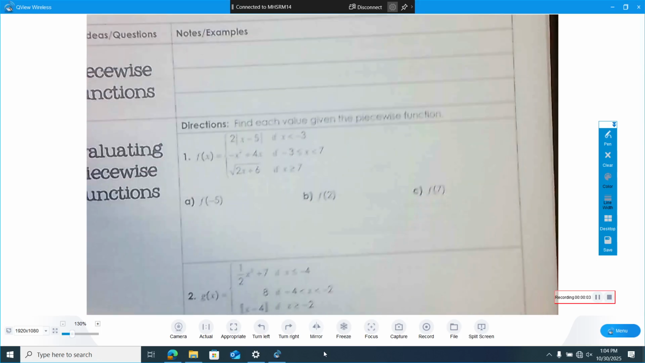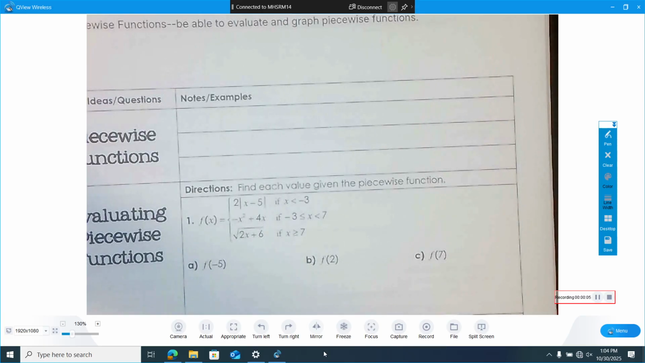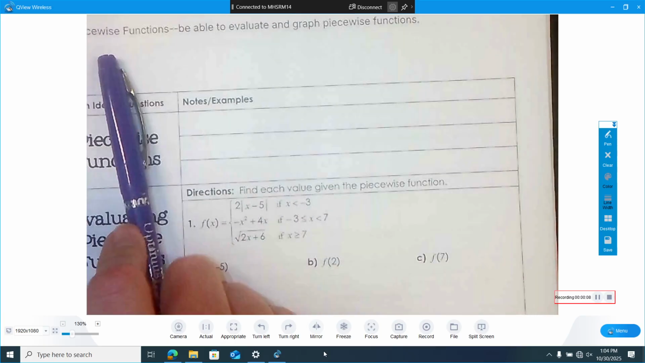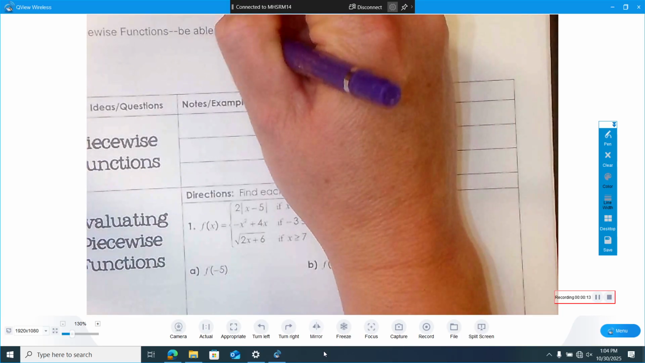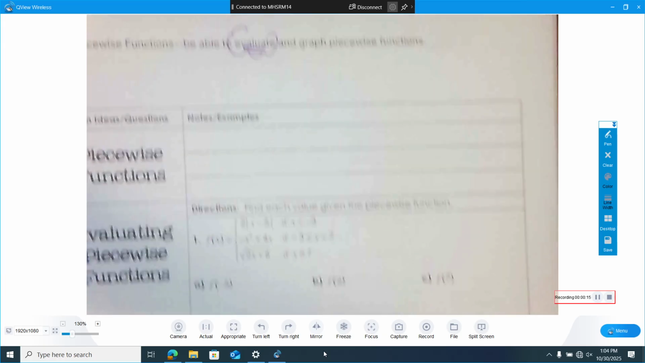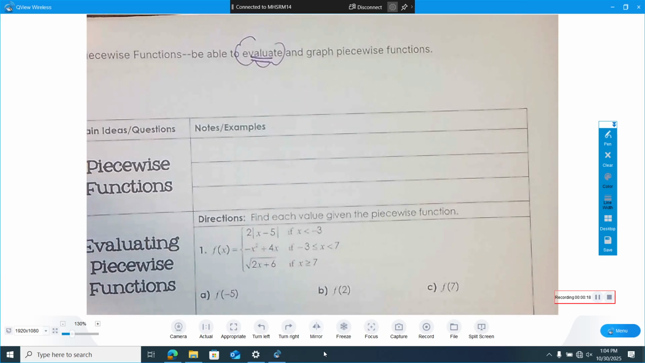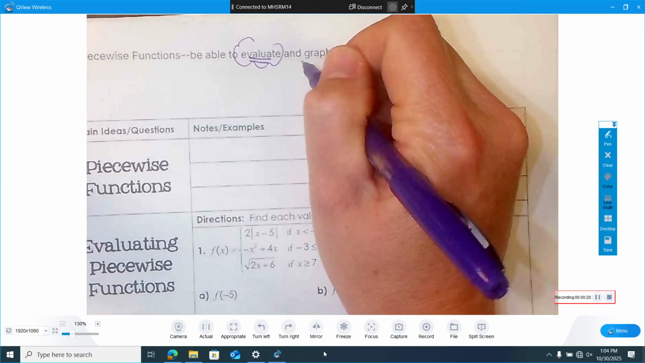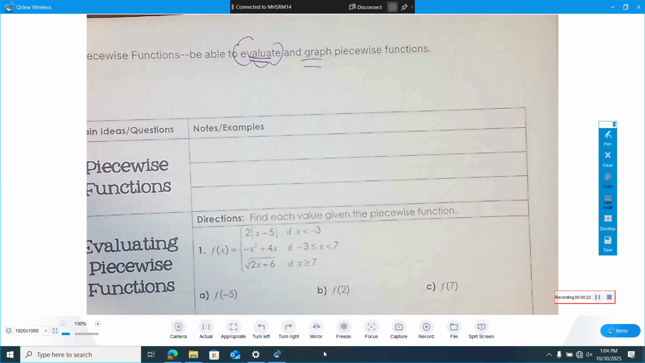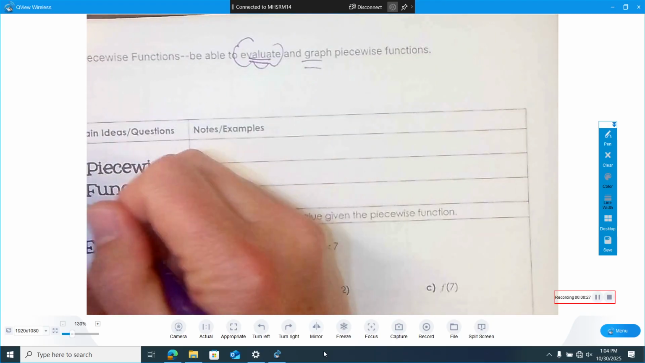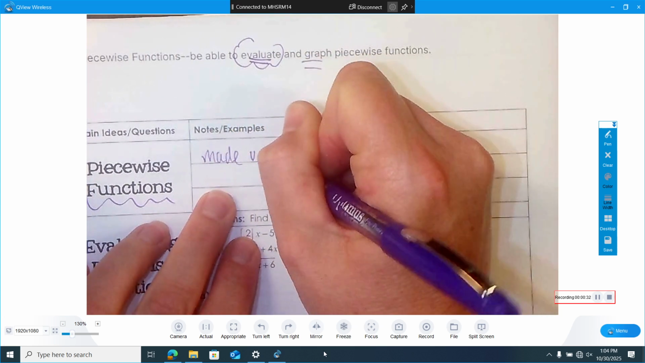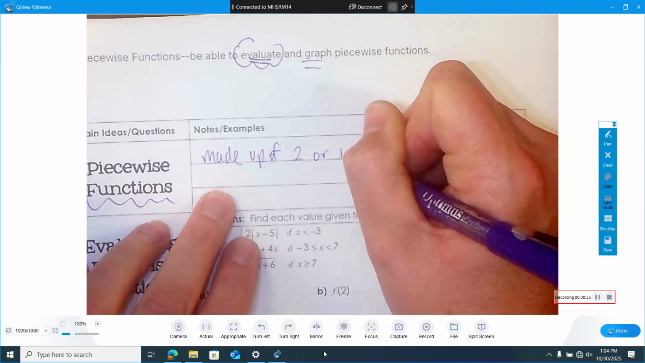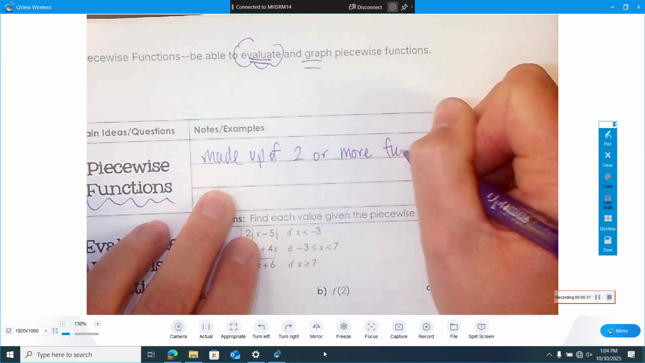Piecewise functions. All right, good afternoon. Today we are looking at piecewise functions, and we want to be able to evaluate. The root of the word is value, and that means you want to find a value, a number answer, okay? And also we want to be able to graph piecewise functions. And so a piecewise function is a function made up of two or more functions.